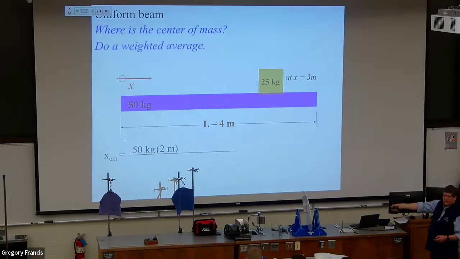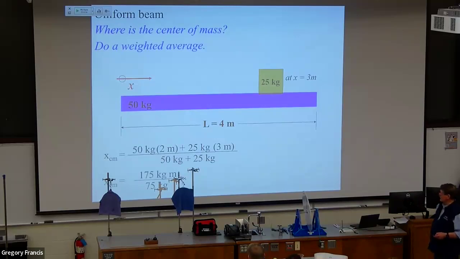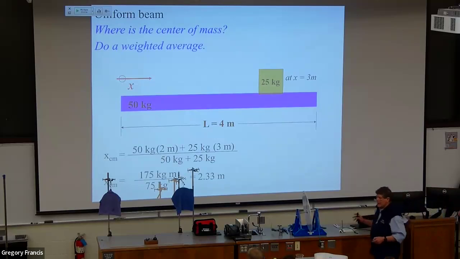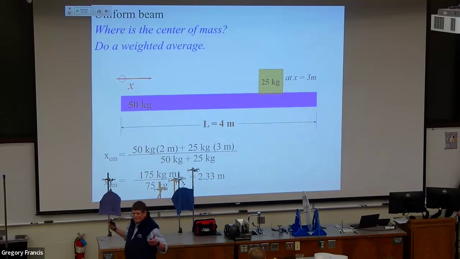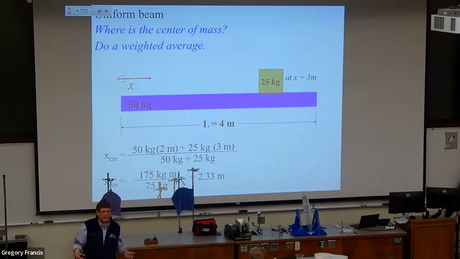It makes up 50 kilograms. And then we take the center of the other object, the block, and we weight that by how important it is to the system. It represents 25 kilograms. And then we divide by the weighting factors, the total mass. And what we get when we divide that out is 2.33 meters. So the center of mass was moved to the right by 33 centimeters. I hope that just seems like old times, that you've been there before.